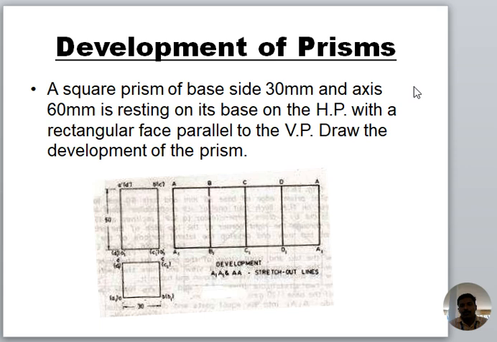In these development of surface methods, the first one is the development of prisms, the second one development of pyramids, the third one development of cylinders, and the fourth one is the cone. Let us know more about the development of prisms. Development of prisms is explained with the help of one example problem. A square prism with base side 30 mm and axis 60 mm is resting on its base on the horizontal plane with a rectangular face parallel to the vertical plane. Draw the development of the prism.